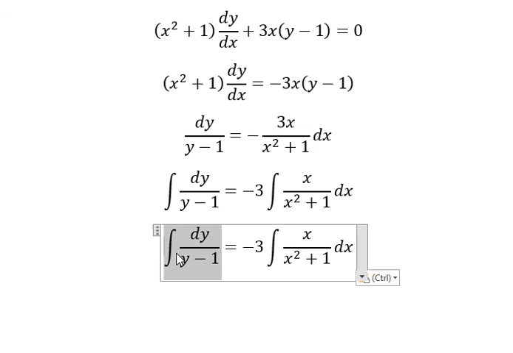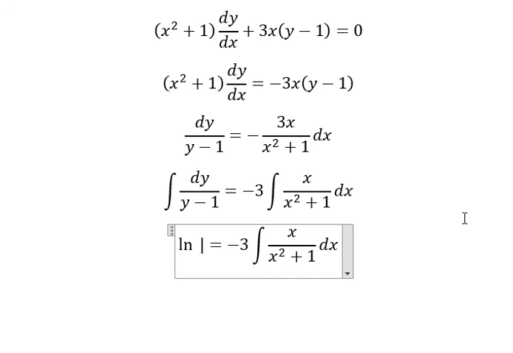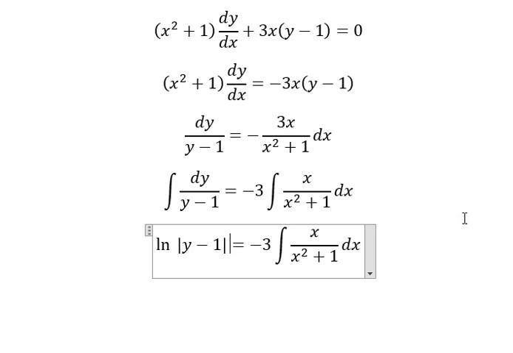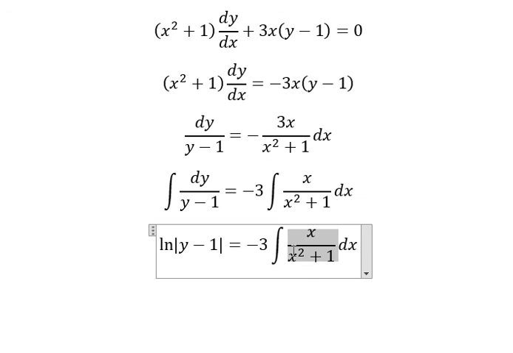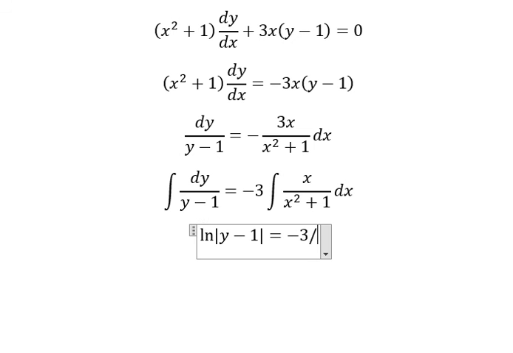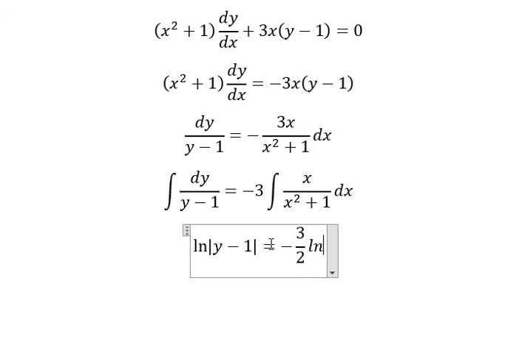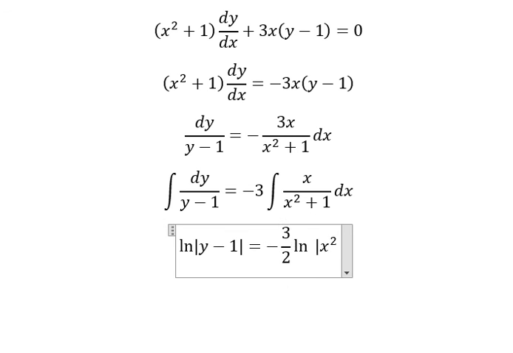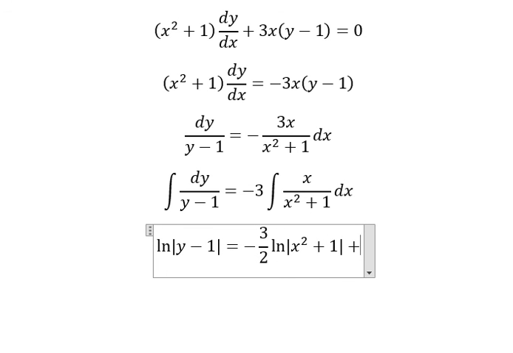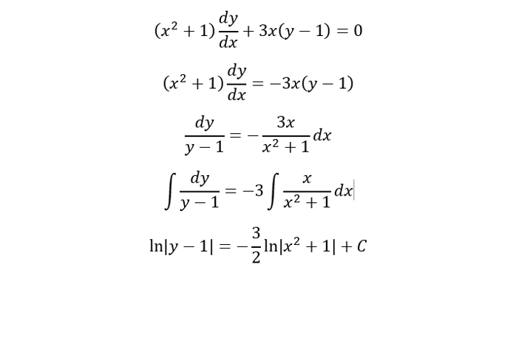So the integration of this one, we have ln of the absolute value of y minus 1. The integration of this one, we have 1 over 2 ln of the absolute value of x squared plus 1, and I will put plus c. This is the end.